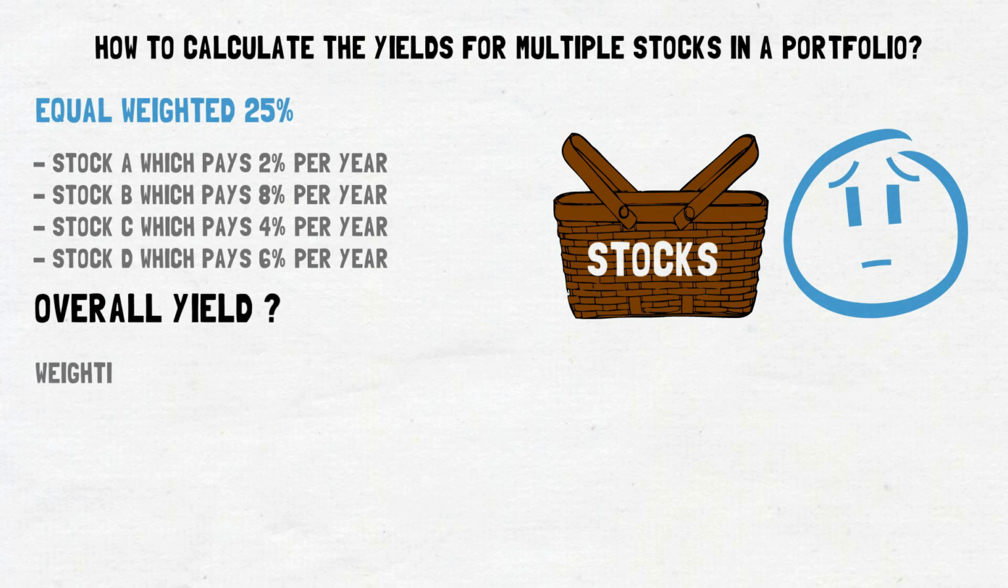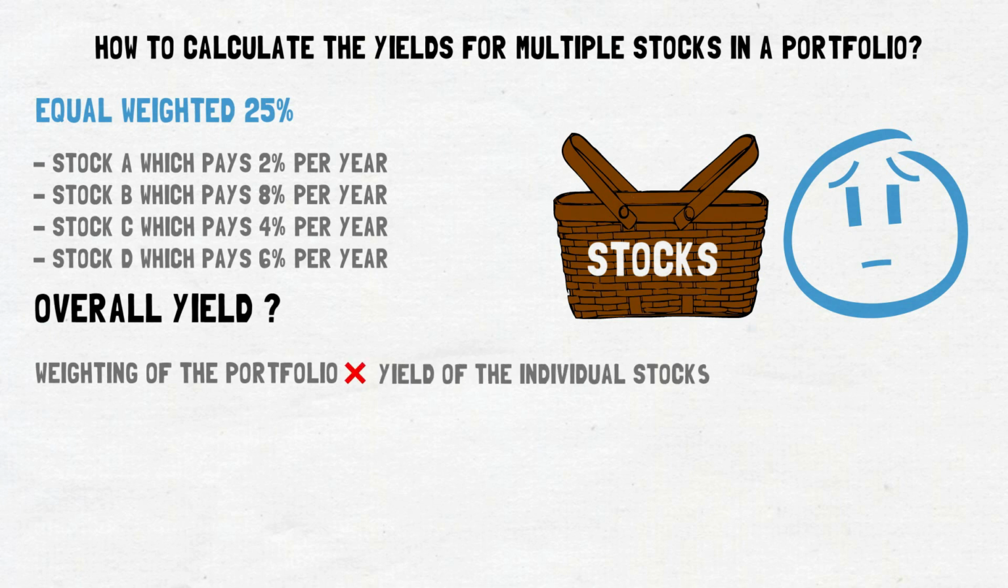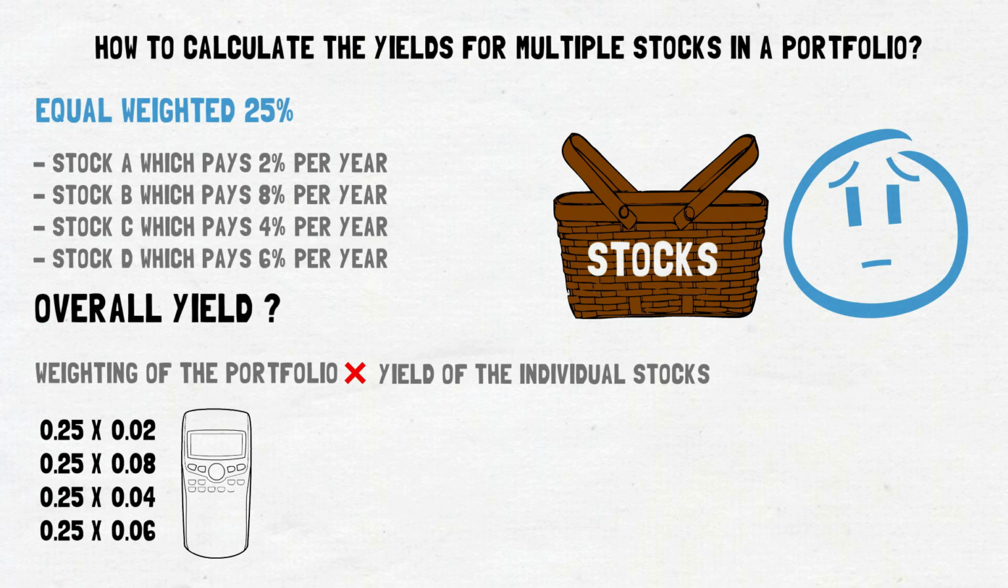What we have to do is multiply the weighting of the portfolio by the yield of the individual stocks. Then we can sum them all up to find the overall yield. So in this case, we would need to do 0.25 times 0.02, 0.25 times 0.08, 0.25 times 0.04, and 0.25 times 0.06. So use a calculator if you want to save time, or if you're a maths pro, you can do it in your head.